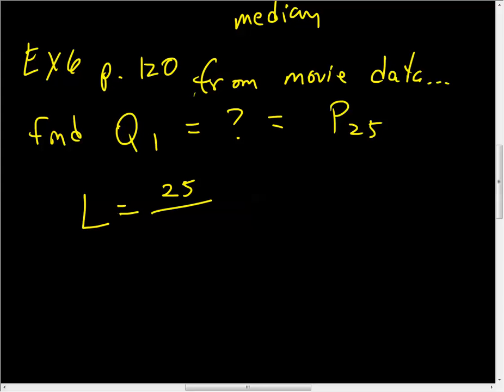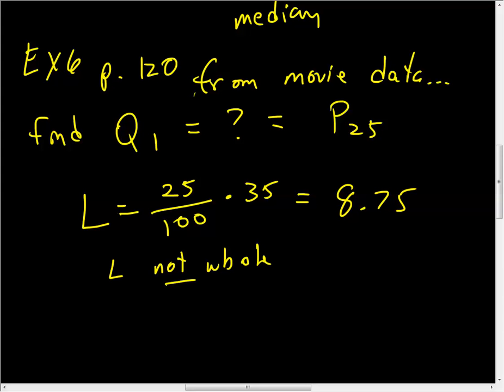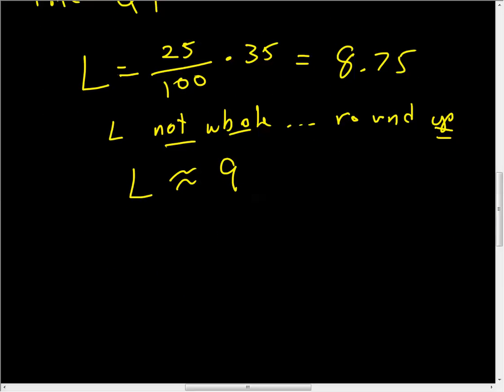And we know how to find the 25th percentile. You take your percentile of interest, you divide by 100, you multiply it by the number of data values. That will tell you where to look in the sorted data list for the 25th percentile. That turns into 8.75. And notice here, L is not whole, so we round up to the nearest integer. So L is then 9. And that means the first quartile is going to be the 9th one up from the bottom on the sorted list of that movie budget data.